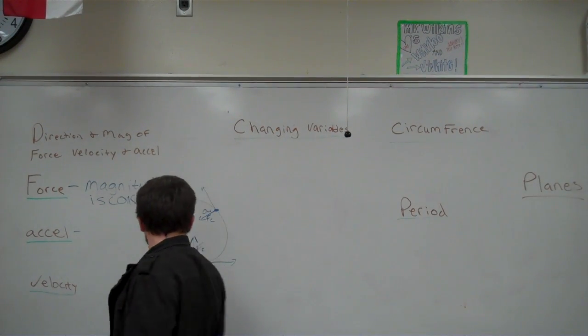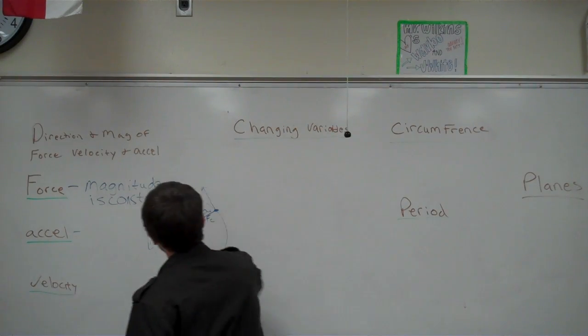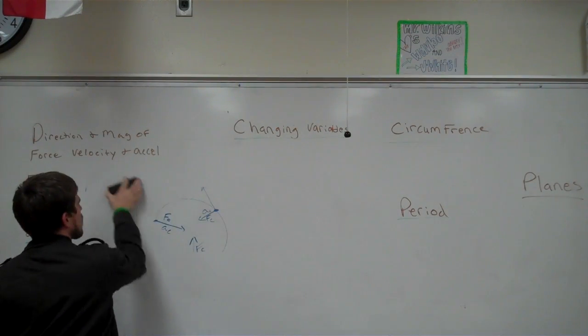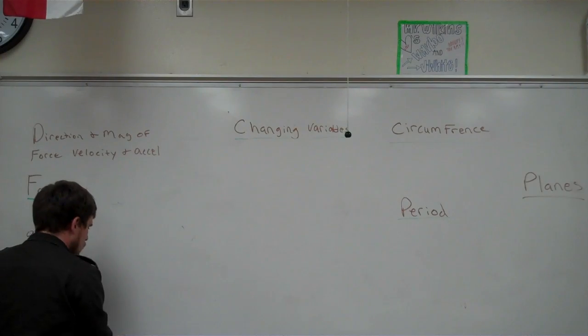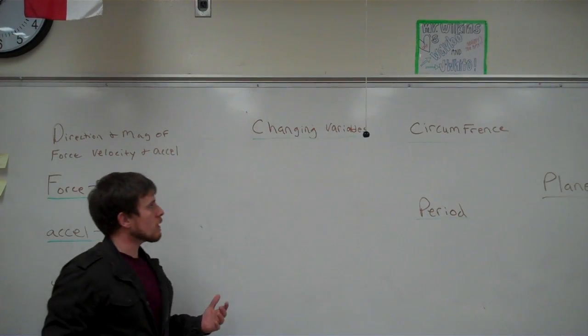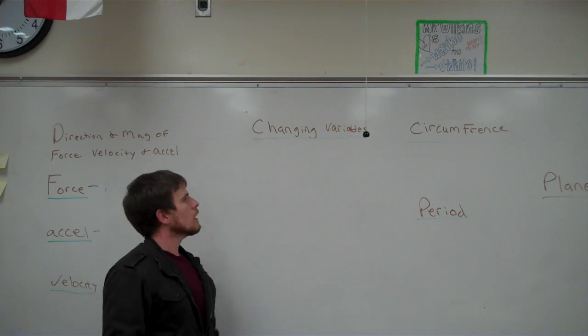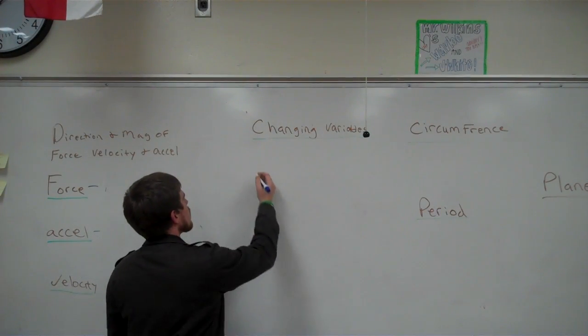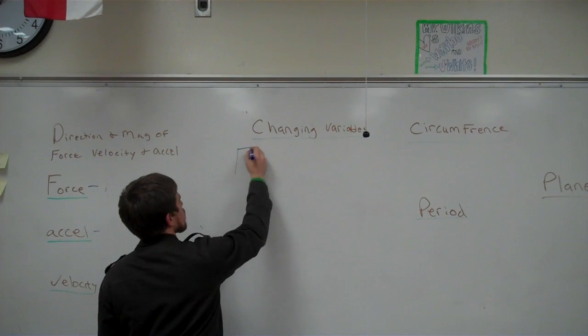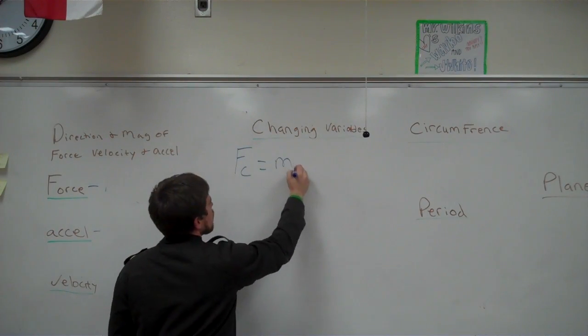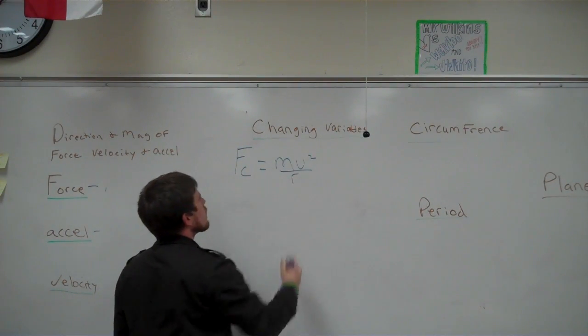All right, next, let's look at what happens when we change things within the formula. One of the things that's really popular to do in physics classes is to change variables and say what will happen if I do this. So let's look at the formula for centripetal force. It's mv squared divided by r.